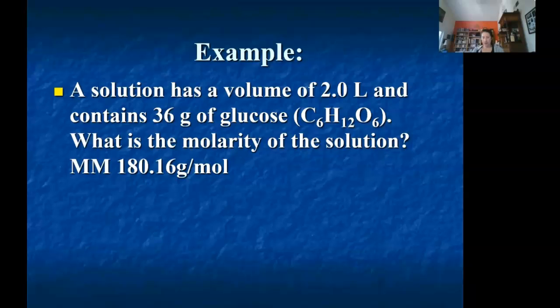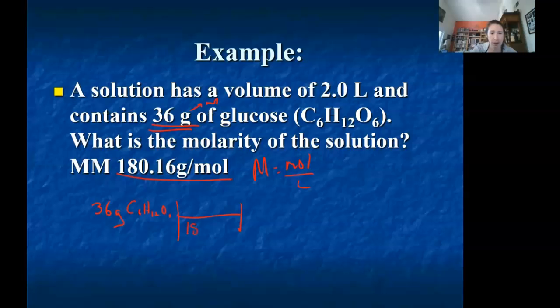All right, so I'm seeing a bunch of them now. So remember, molarity is moles over liters. This is in grams. We need to convert this to moles. So 36 grams of C6H12O6. I gave you the molar mass this time: 180.16 grams, 1 mole on the top, right? And I'm not sure what that gives us.